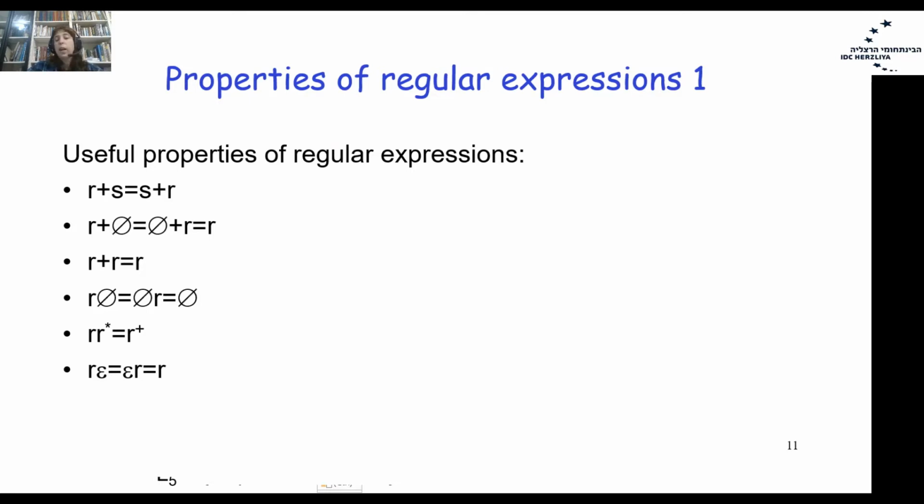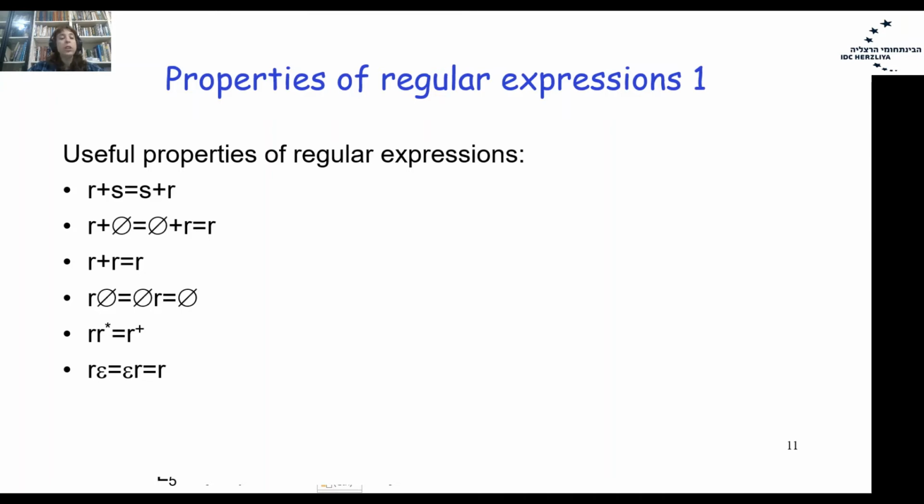R plus R, the meaning is R. If you choose R or R, the additional R doesn't help you. We have a single R. Concatenation with an empty set equals an empty set. R concatenation with phi equals phi concatenation with R and equals an empty set.